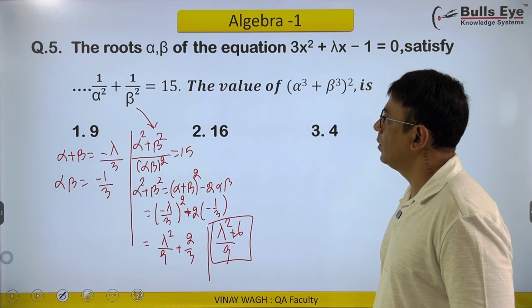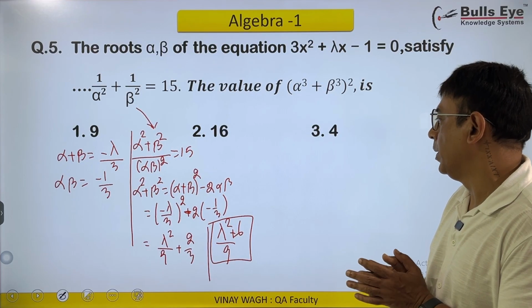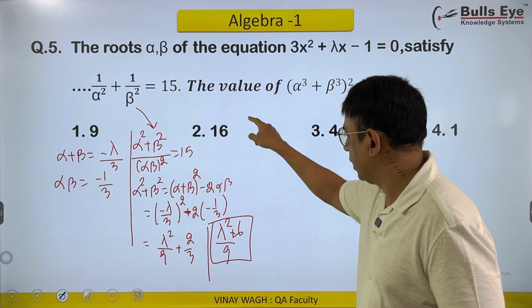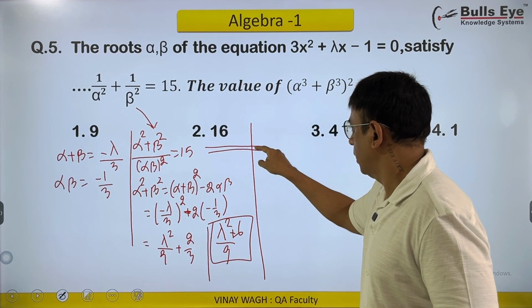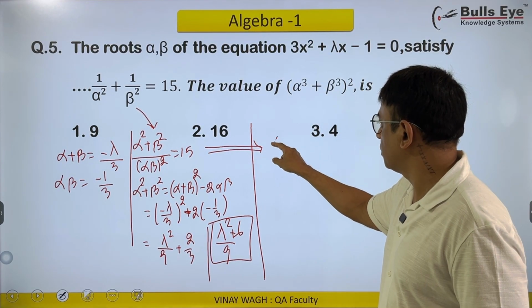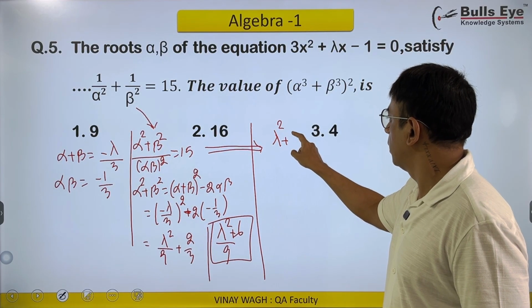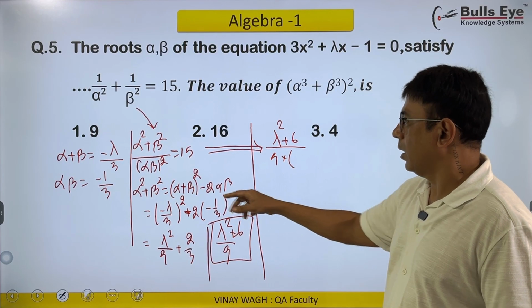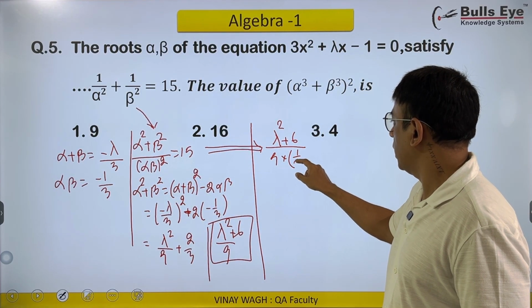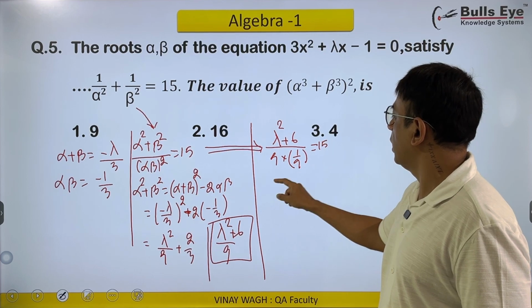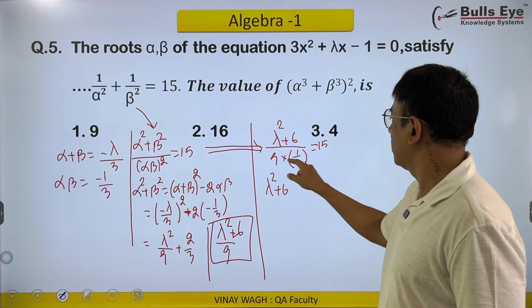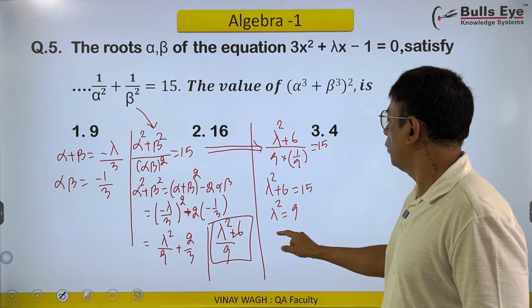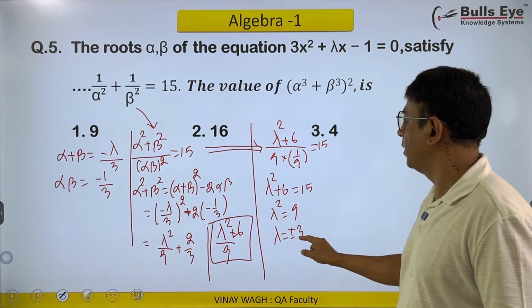Now I have this. I want to reach this value. Before that, I'll just put this, something that I have found, in this. Right? Alpha square plus beta square, I'm substituting. The denominator is alpha beta the whole square. And the product is minus 1 by 3, that's 1 by 9. And this is equal to 15. So still simplifying, this is 1. Oh, nice. I think I have two possible values, plus and minus 3.